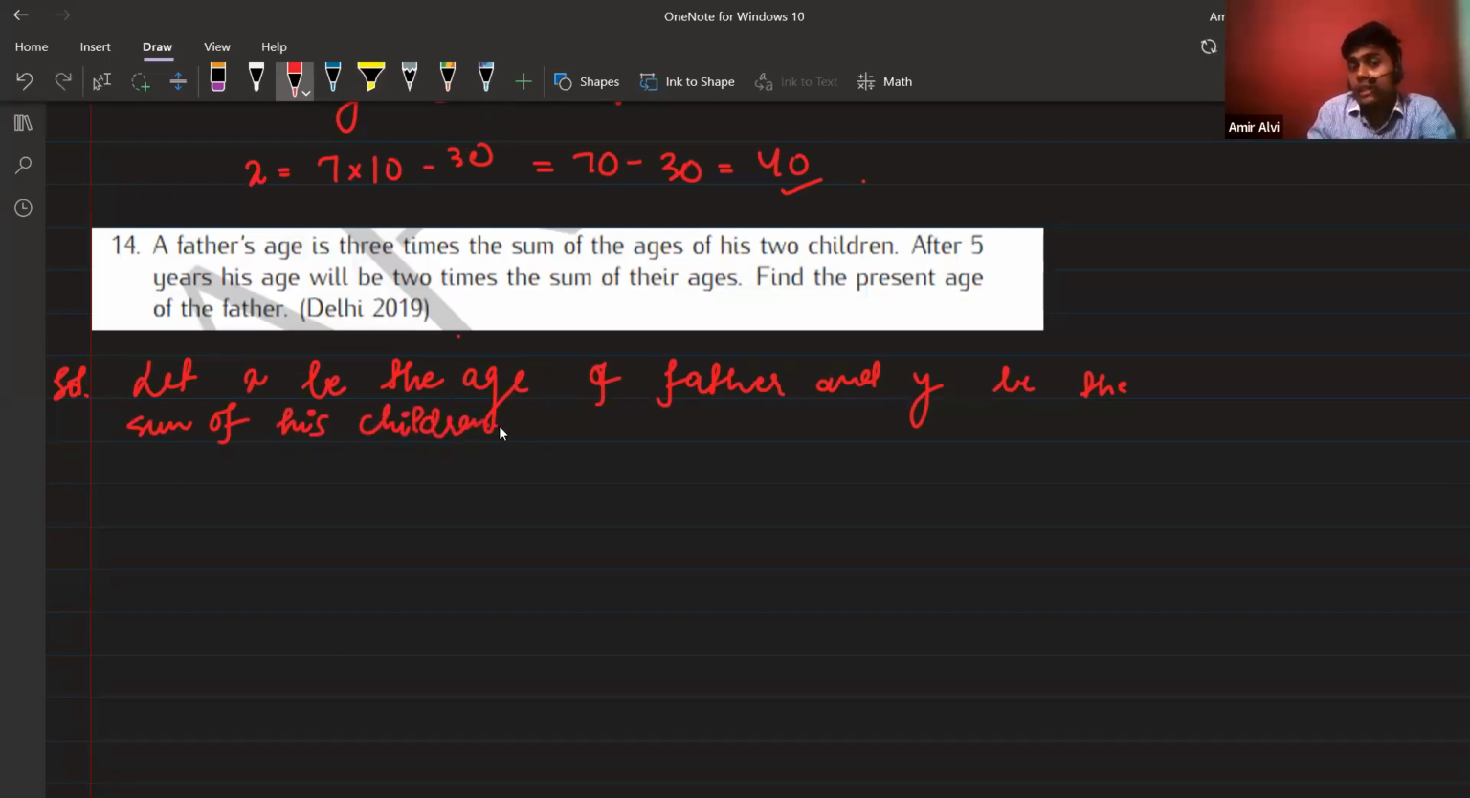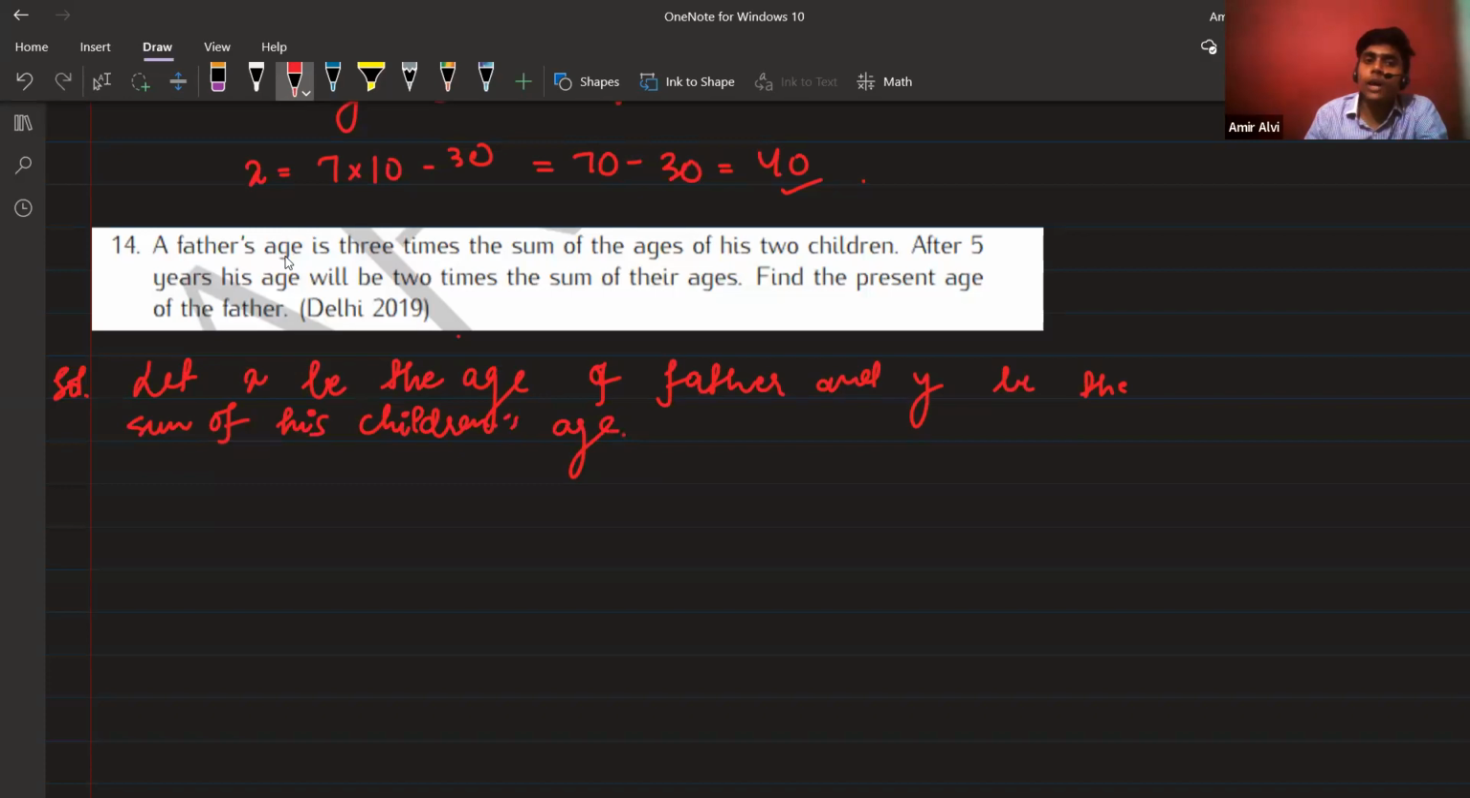If it were saying find the age of the children, then we would have to assume 3 variables: X the father's age, Y one child's age, and Z the other child's age. So it would be a 3-variable equation, and we would need 3 equations to solve it. That's why the question only says find the present age of the father. So we just assume X is the age of the father, because it's individual, and Y is the sum of his children's ages.